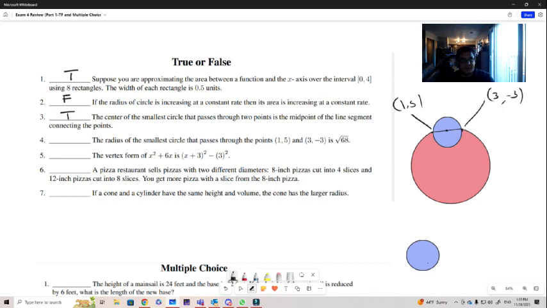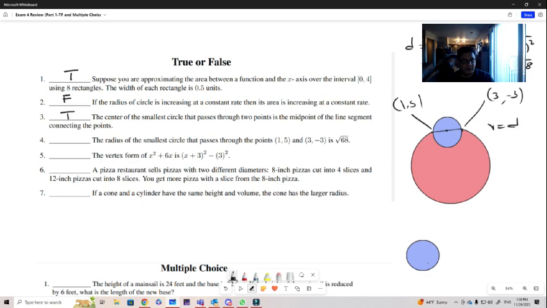If you use the distance formula, the distance between these 2 points is the subtraction of the x coordinates and the subtraction of the y coordinates. So 3 minus 1 squared plus minus 3 minus 5 squared. That will be a square root, and 3 minus 1 is 2. 2 squared is 4, and this is 8. Minus 3 minus 5 is minus 8. Minus 8 squared is 64. So this is going to be square root of 68.